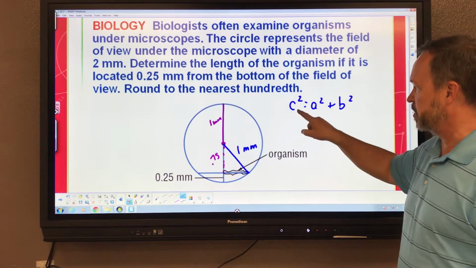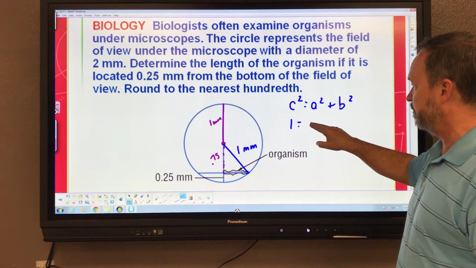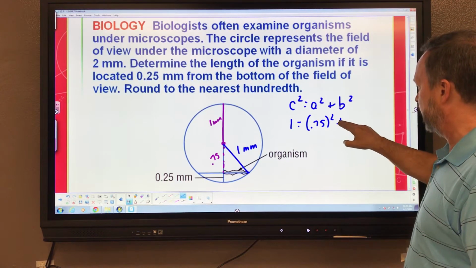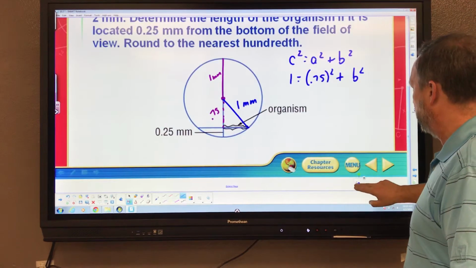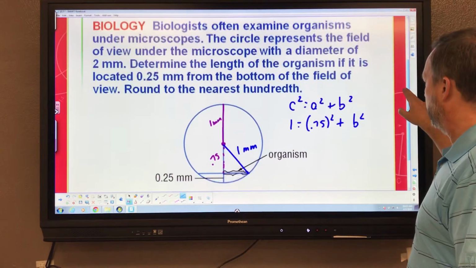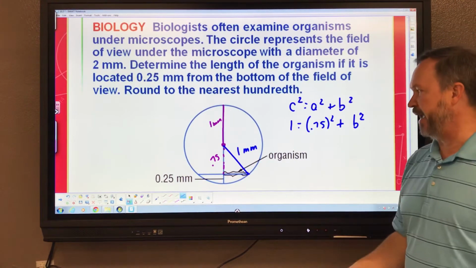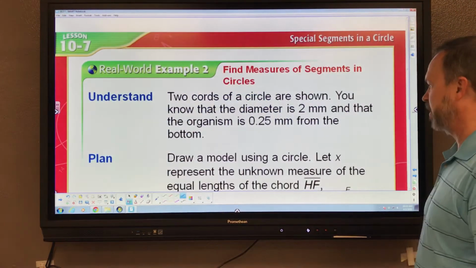So we put the c squared in there. 1 squared is 1. That was nice and easy. 0.75 squared plus some unknown b squared. Then it would be a matter of solving that with the calculator and all the stuff that goes with that.